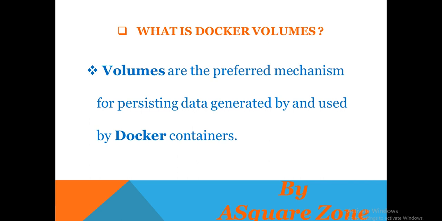Volumes have several advantages over bind mounts. Volumes are easier to back up or migrate than bind mounts. We can manage volumes using Docker CLI commands or the Docker API. Volumes work on both Linux and Windows containers, and they can be more safely shared among multiple containers. Originally, the "-v" or "--volume" flag was used for standalone containers, and the "--mount" flag was used for swarm services. Using volumes, we can create and manage volumes here.